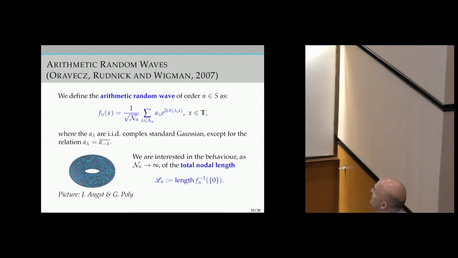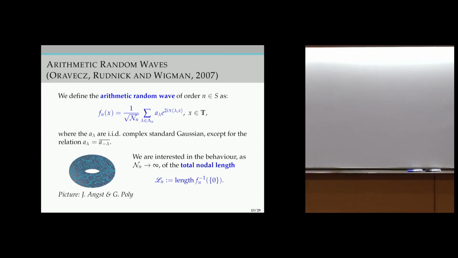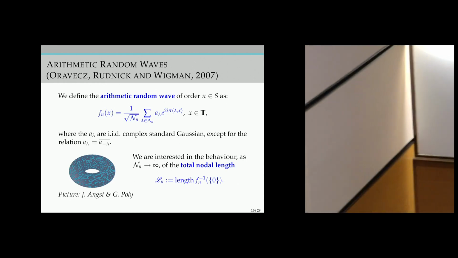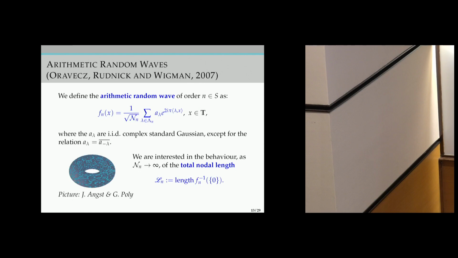And now, what is an arithmetic random wave? An arithmetic random wave is a random eigenfunction of the Laplace operator, obtained as follows. You fix a number n that can be represented as a sum of two squares. Then there is a normalizing factor. And then you take the sum over all vectors λ that decompose n as a sum of two squares. You take the corresponding exponential and multiply it by a complex Gaussian random variable. The a_λ are IID complex Gaussian variables, except for the requirement that a_λ is equal to the conjugate of a_{-λ}, in such a way that this becomes a real-valued function. All complex parts simplify.